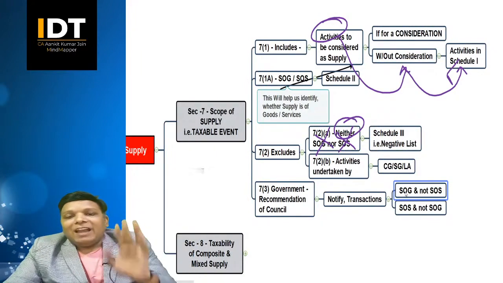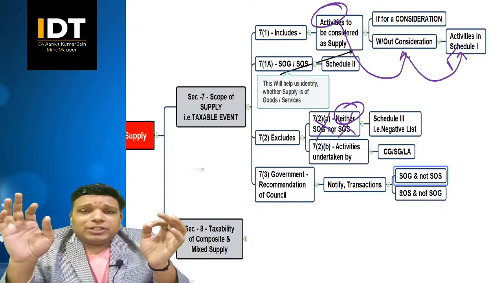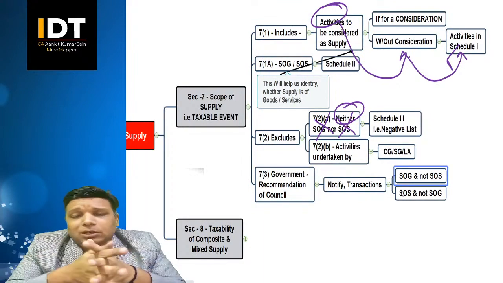Clear everybody? Then while we are doing supply, we have section number 8 also. I'll just touch up on section number 8. I'll not be giving you in detail. We'll come back to the slide again and go into this bifurcation.